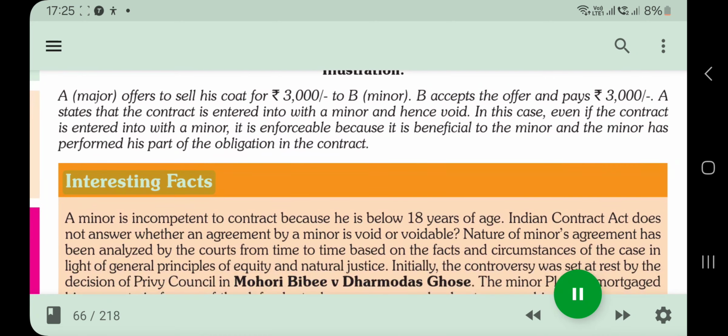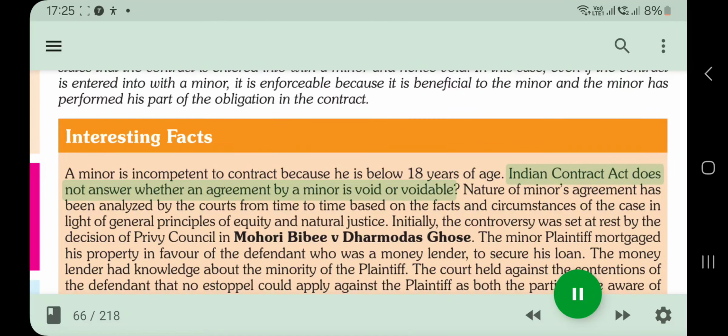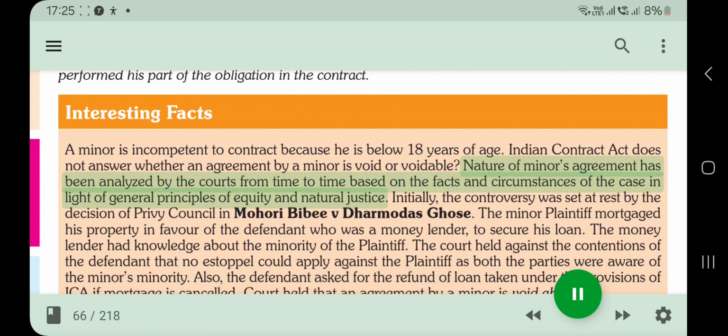Interesting facts. A minor is incompetent to contract because he is below 18 years of age. The Indian Contract Act does not answer whether an agreement by a minor is void or voidable. The nature of a minor's agreement has been analyzed by the courts from time to time based on the facts and circumstances of the case in light of general principles of equity and natural justice.